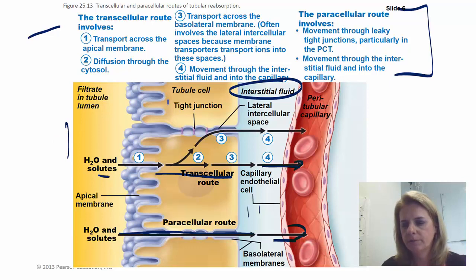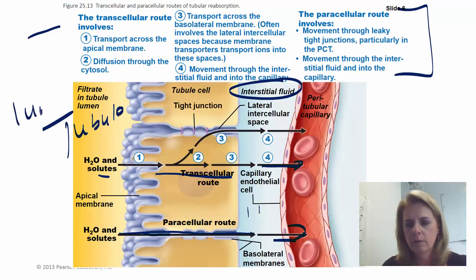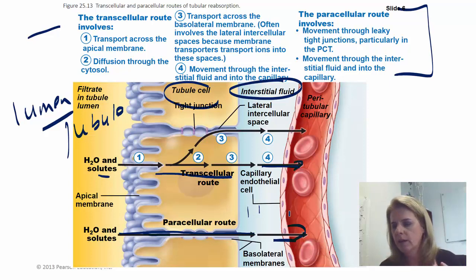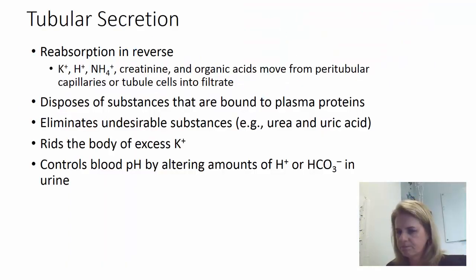But it can cross either through the cells or between the cells from the filtrate. This is the lumen of the tubule. These are the cells that form the tubule. It's the interstitial space. Remember, all your body organs are kind of floating in this interstitial fluid. And then this is the actual peritubular capillary.